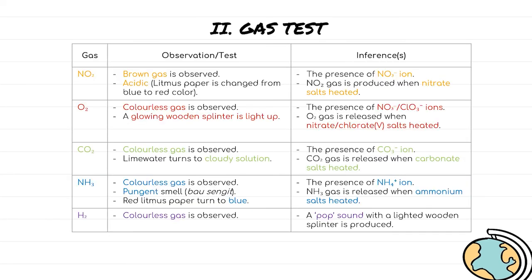Next, we are going to look at the second method, which is the gas test. Here we have nitrogen dioxide gas, oxygen gas, carbon dioxide gas, ammonia gas, and also hydrogen gas. So we have here the observation of each gas and also the inference for each gas.